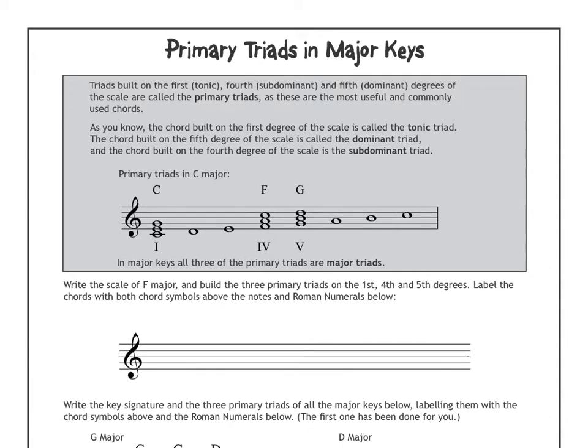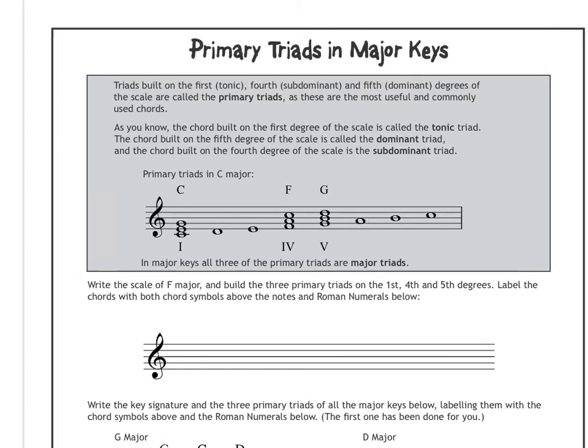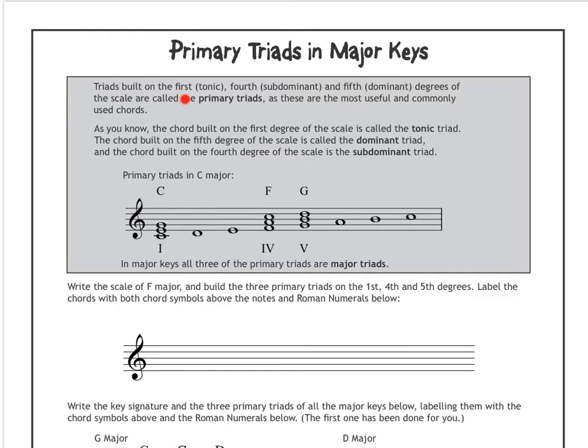Today we're going to talk about two other kinds of triads as well, triads that are built on other notes in the scale. So triads built on the first note, the tonic, like you know already, the fourth note, and the fifth note of the scale. These are called the subdominant and dominant notes, respectively, of the scale. These are called the primary triads, as these are the most useful and commonly used chords.